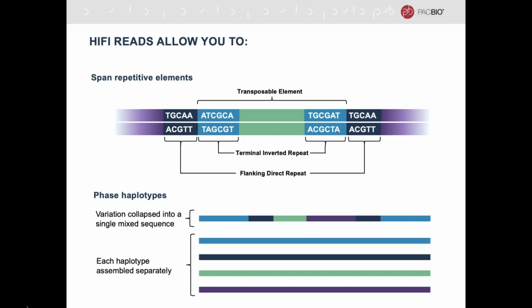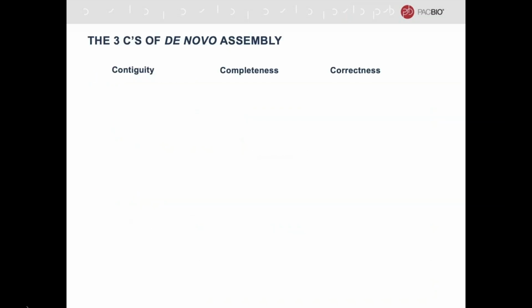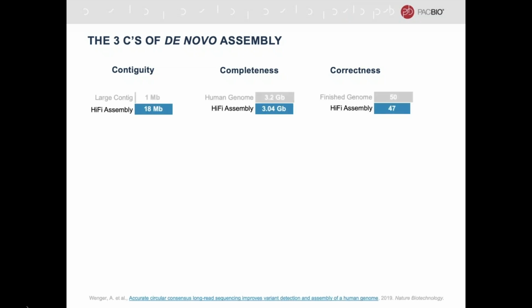So we do like to grade ourselves on our genome assemblies, and by grading ourselves, I mean looking at the 3 C's of contiguity, completeness, and correctness. So you can see that HiFi assemblies do really well on all fronts. We're going to give you a very contiguous assembly. It's going to be near complete, and the accuracy is going to be very high. You can see this example is at a Q47.